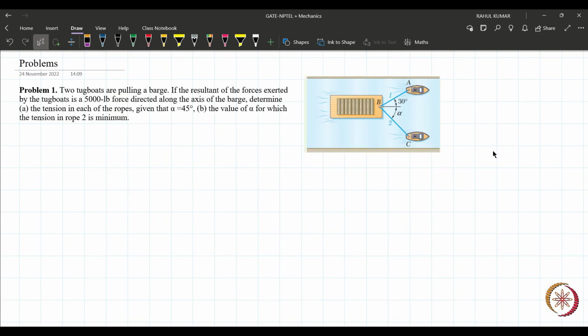Yeah, solve it. Are you guys trying at least? Yes, sir.